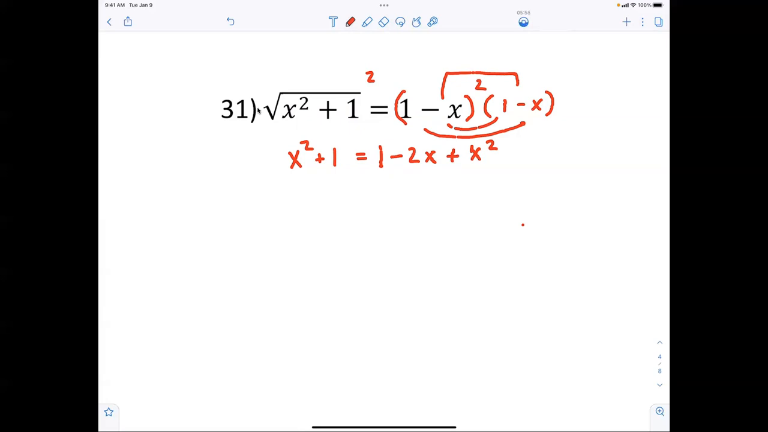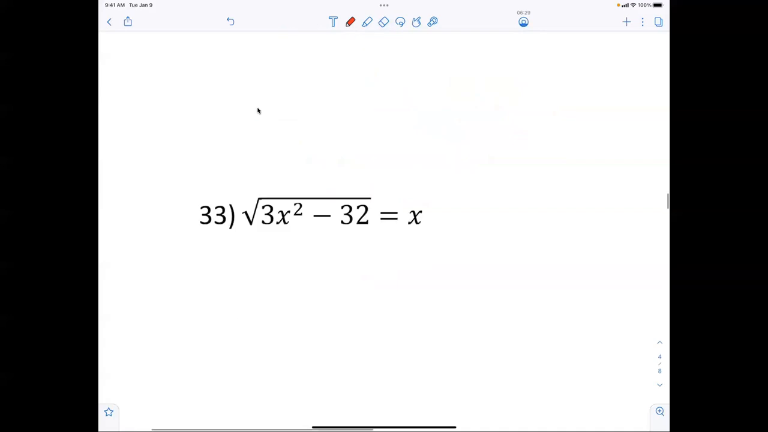What happens to the x squareds? Cancels, right? So I'm just going to write it. 1 equals 1 minus 2x. What happens to the ones? 0 equals negative 2x. So x equals what? 0. 0 divided by 2 is 0. X equals 0.